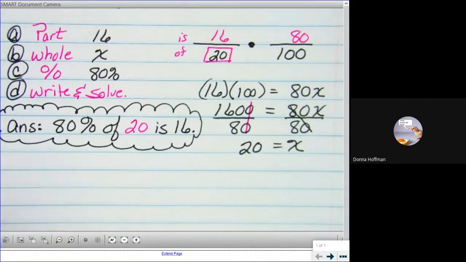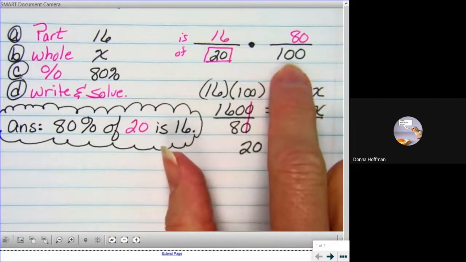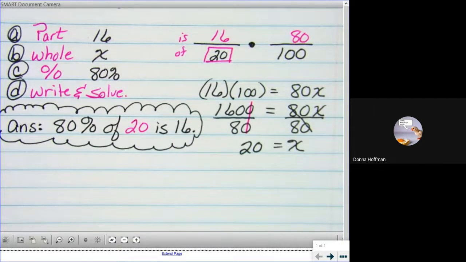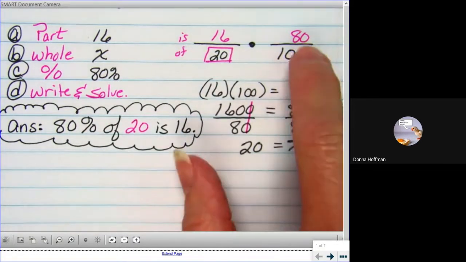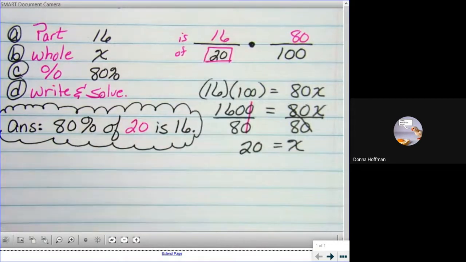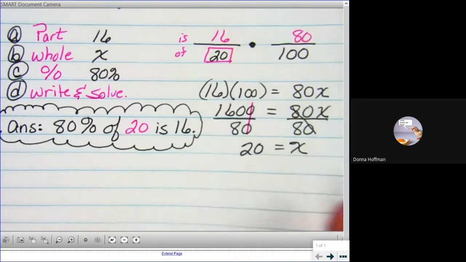Let me know when I can turn my page. The box moves into those 3 locations. The box will never be here. Never, never, never, because your 100 has to be there because you're dealing with percentages. The box can only move to those 3 locations, and that's it. It's either you're looking for your percent, you're looking for your whole number, or you're looking for your part. And that's the only options you have. Ready for number 3?